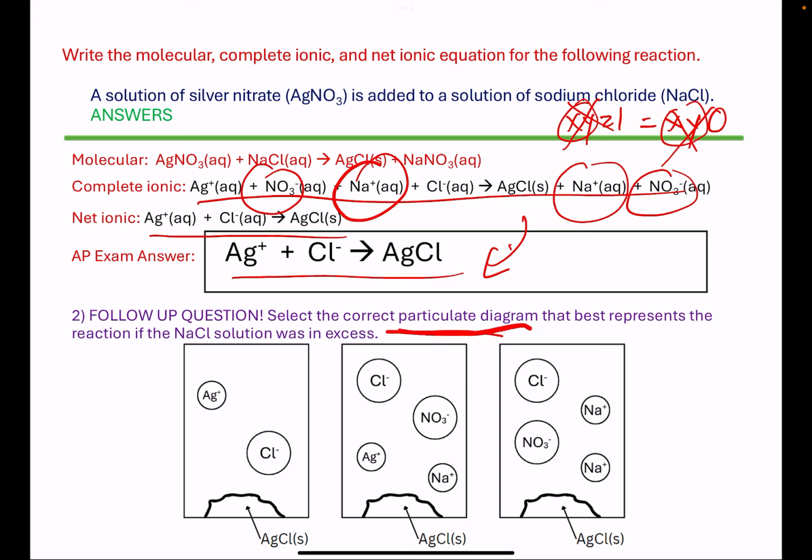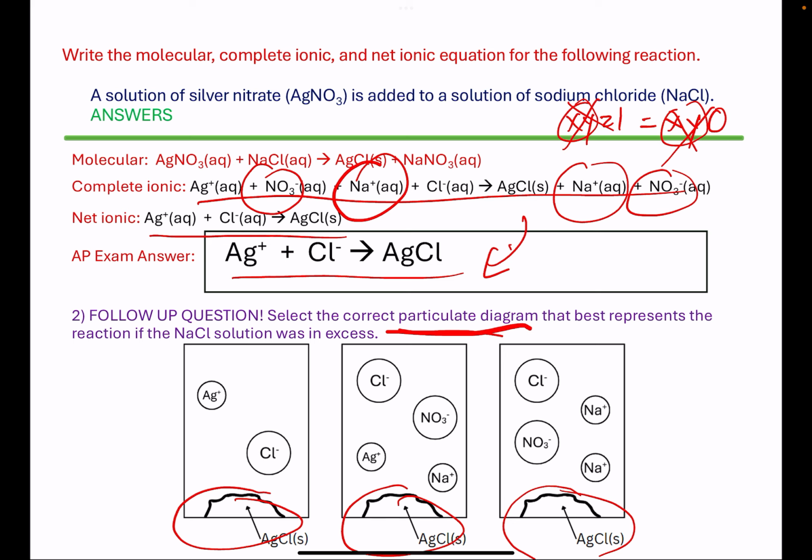This is also going to be an important particulate diagram. I think this is a little bit new. They just want you to visualize how it happened. At the end of the day, the bottom is going to be the same. So silver chloride is also going to be the same. The other thing is going to be different.